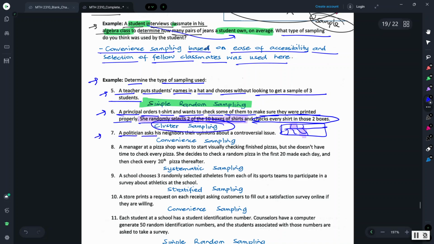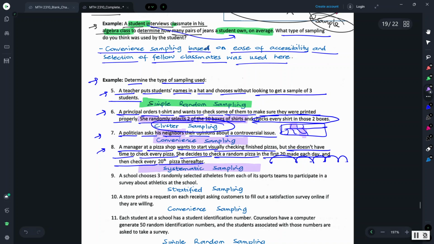7. A politician asks his neighbors their opinions about a controversial issue. Oh, just your neighbors? That would be convenient sampling. Question 8. A manager at a pizza shop wants to start visually checking finished pizzas, but she doesn't have time to check every pizza. She decides to check a random pizza in the first 20 made each day and then check every 20th pizza thereafter. I see 1 and then I see 20 jumps of every 20. Does this remind you of the systematic sampling plan?